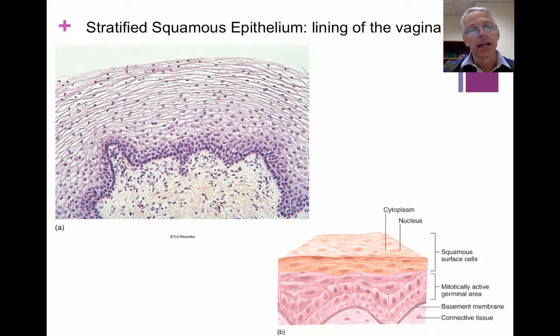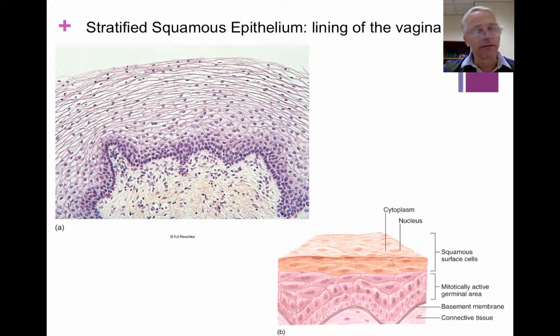Not too tough. And then stratified, if you know the word strata from other areas of science, you are perhaps familiar with that meaning layers. Stratified epithelium would be layered epithelium. And the two pictures here are depicting the epithelial lining in the vagina. And you can see that there's layer upon layer of cells forming a protective barrier.